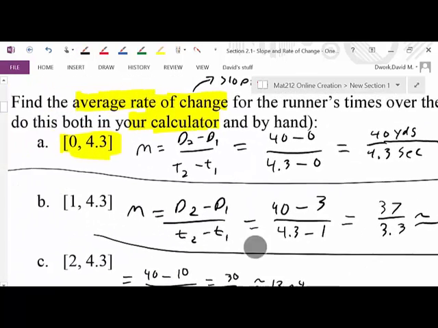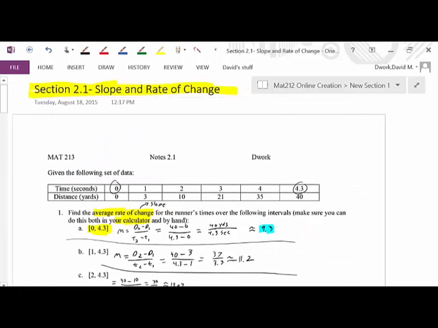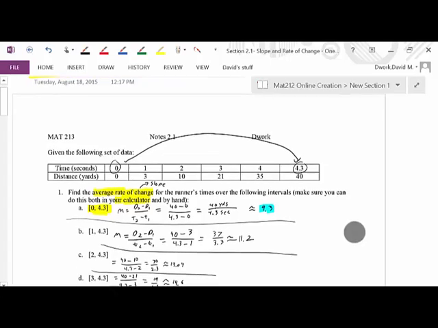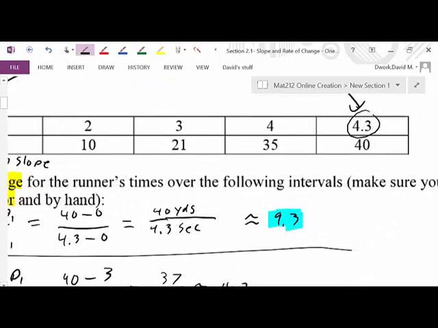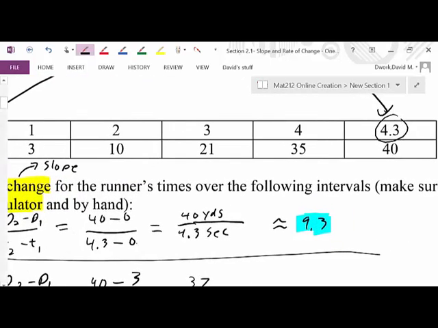So does that make sense? So from the time interval, going from 0 to 4.3 seconds. They shot the gun, he started running, now 4.3 seconds has gone by. How far has he gone? 40 yards. There we go. So conceptually that makes sense. So here, that's what we're seeing, because the time interval was from 0 to 4.3, so 4.3 seconds elapsed, we ran 40 yards. So the units, even though we divide it, the units don't change.